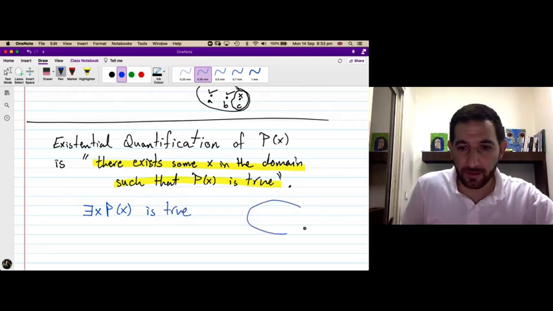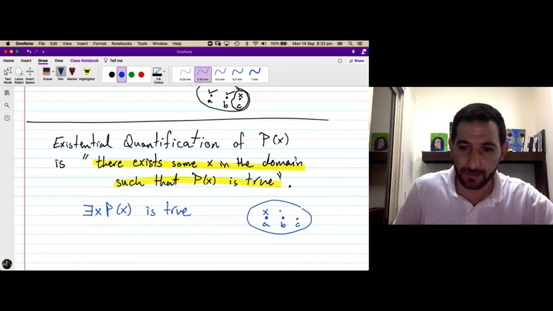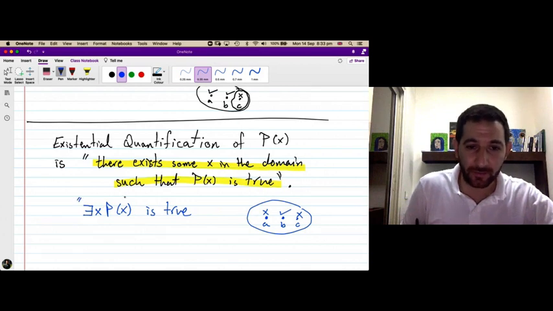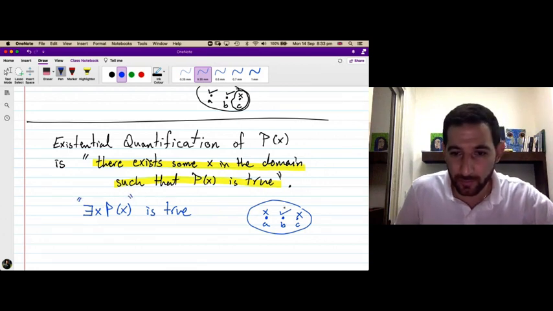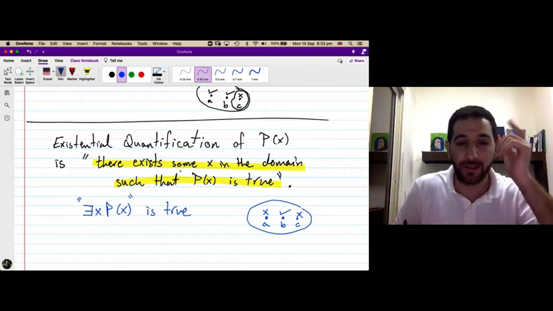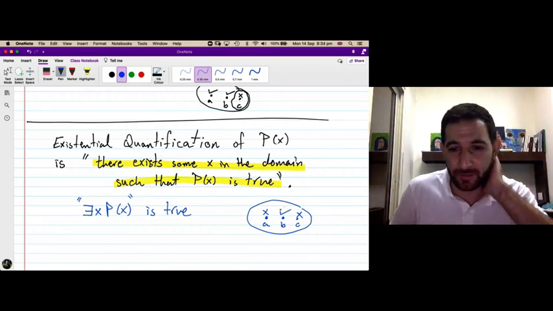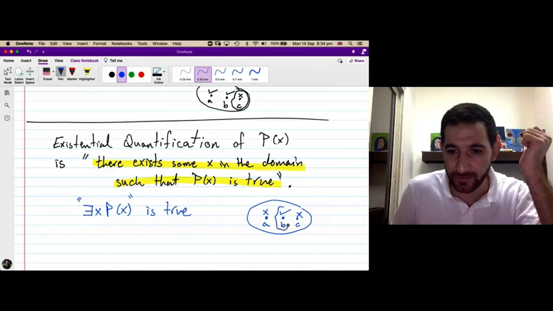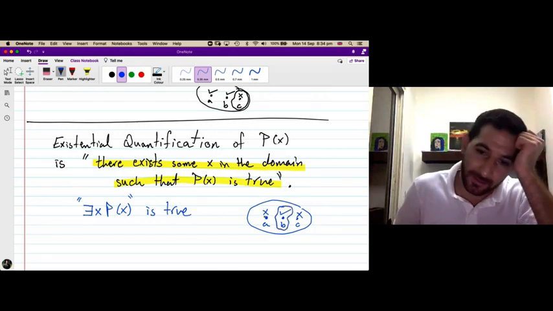Again, suppose this is the domain we have, A, B, C. Suppose A doesn't have property P, B has property P, C doesn't. Okay, in this case we declare this statement to be true. Why? Because all it says is there exists at least one element in the domain with property P. And yes, there is at least one, in this example it is B.